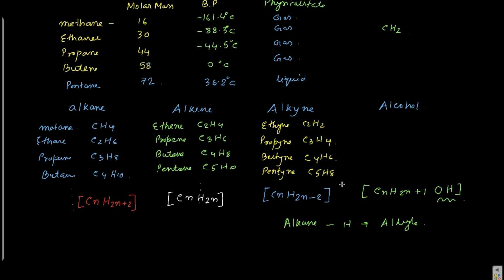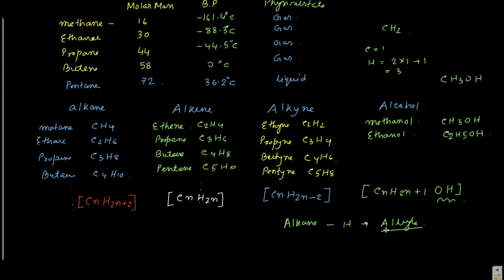So for alkyl, there is methyl, and you can call it methanol, methyl alcohol, CH3OH. Why CH3OH? Because C is 1, then H is 2 into 1 plus 1, that is 3. So CH3 and OH is associated with it, so it is methanol. Like this, it is ethanol. Ethane is C2H6, so it becomes C2H5OH, ethanol or ethyl alcohol.